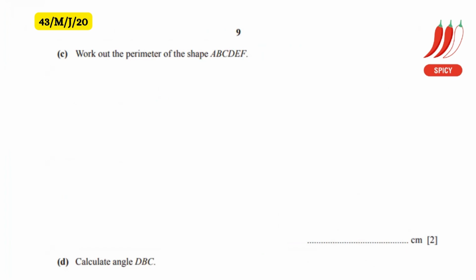Then part C says work out the perimeter of the shape ABCDEF. Now if you remember the previous part, we got x equals 8 and x equals negative 9. Now obviously we cannot use negative 9 because the lengths cannot be negative. They have to be positive. So we'll use x equals 8 to find the measurement of the lengths of the composite shapes and find the perimeter of the shape ABCDEF.